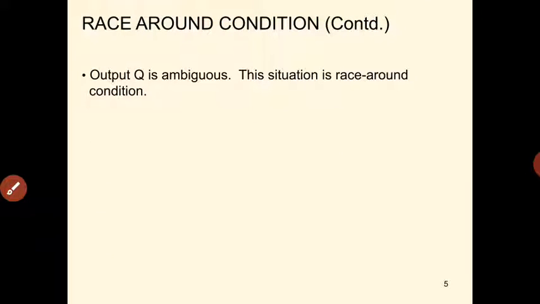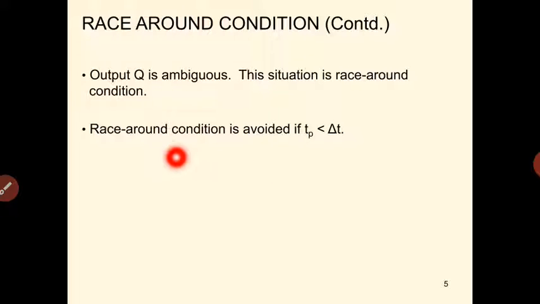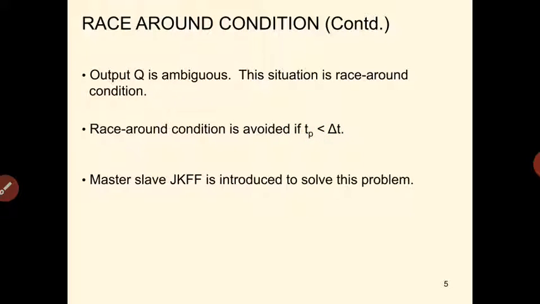So output Q is ambiguous. This situation is called race around condition, and race around condition is avoided if TP is less than the propagation delay of the flip flop, where TP stands for the time duration for which the clock pulse is high. So race around condition is avoided if the duration for which the clock pulse is high is less than the propagation delay of the flip flop.